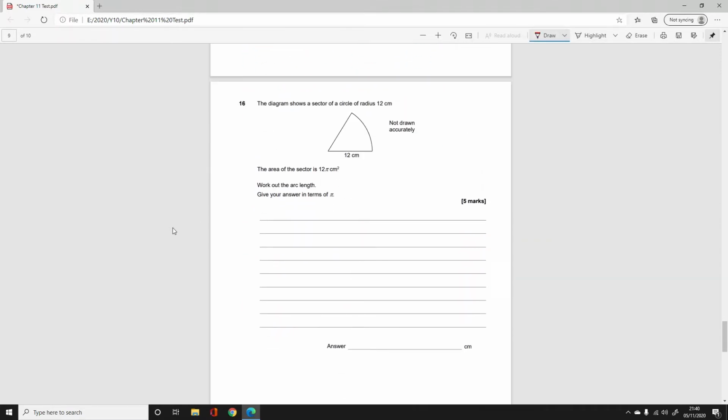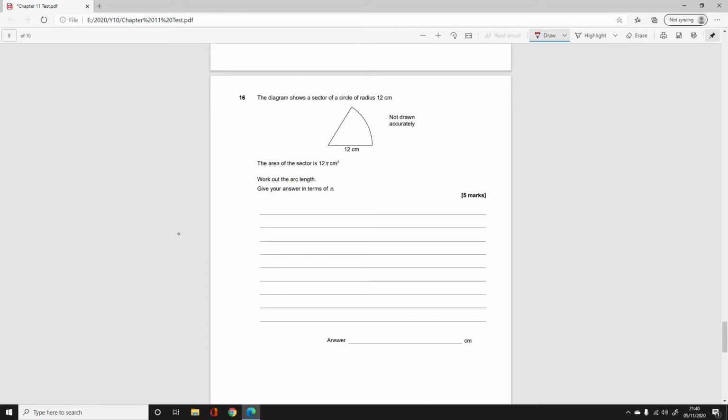So here we have a sector, and the area of that is 12 pi. The formula for area of a sector is theta over 360 times pi times r squared, and that is equal to 12 pi according to this question. However, oh no, we don't know the theta, but we do know the radius, so I can fill in that r is 12. So there we go. Theta over 360 times pi times 12 squared is 12 pi.